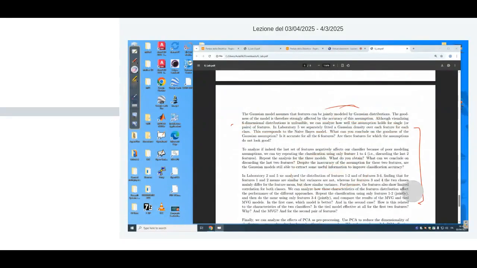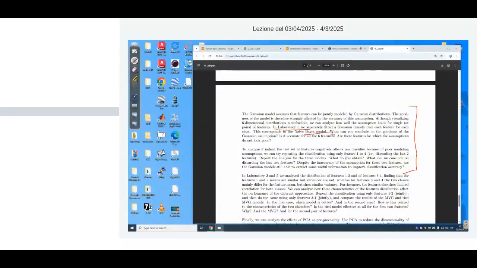Then you will have to relate the performance with what we saw in laboratory 5. In laboratory 5, we were fitting independent Gaussians to the different components. We saw that sometimes the fit was good, sometimes it was not. How does this relate to the naive Bayes?